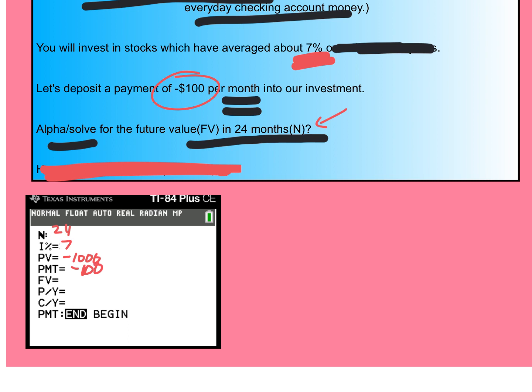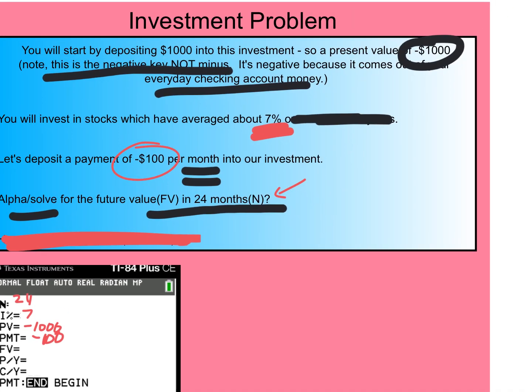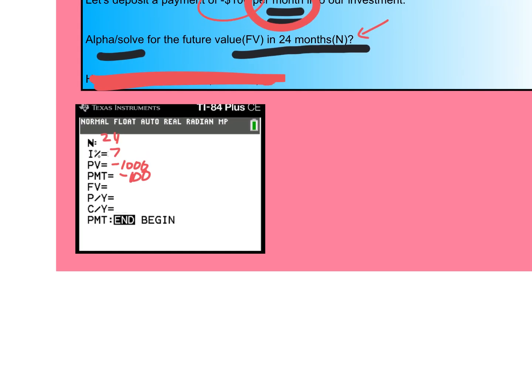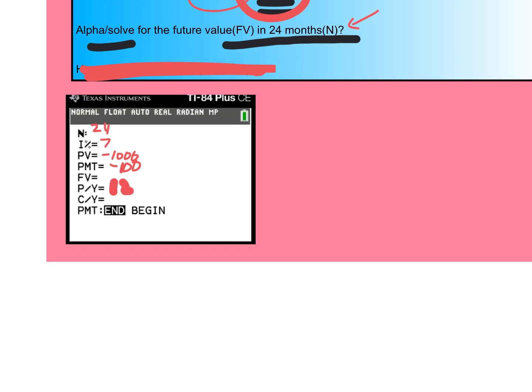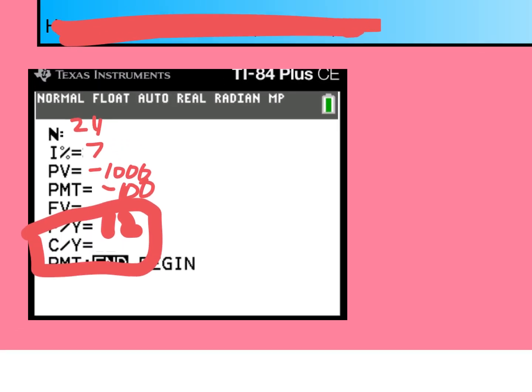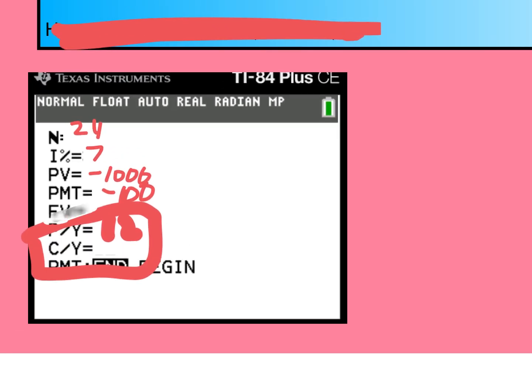Future value, I don't know. Payments per year, ooh, it tells me that because it said monthly. Whenever it said per month, that was like a big hint. This is 12, and both of them are the same, remember? Then the only thing we don't have is the future value. So you do alpha solve for future value, and let's see who's got it and who still doesn't get it.